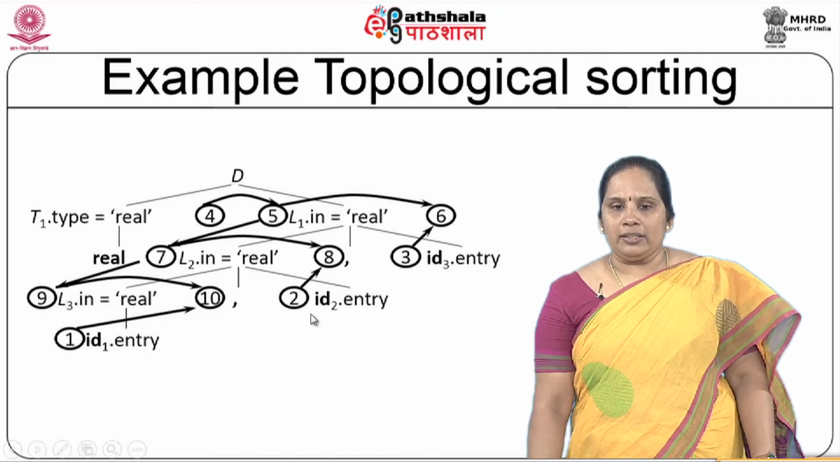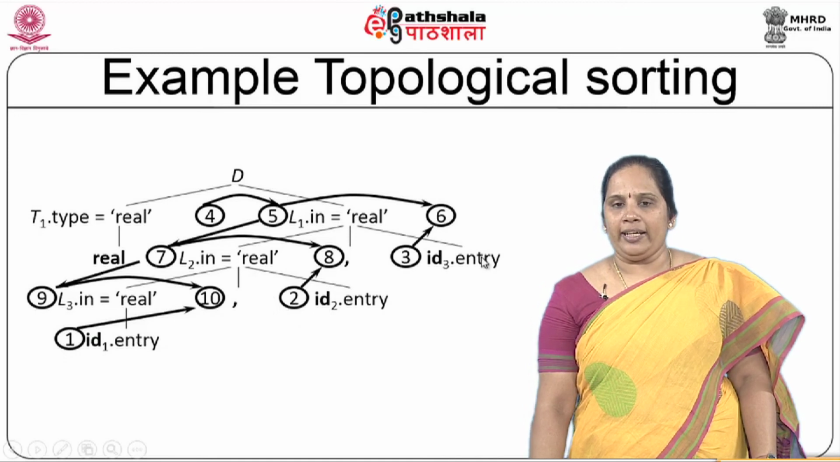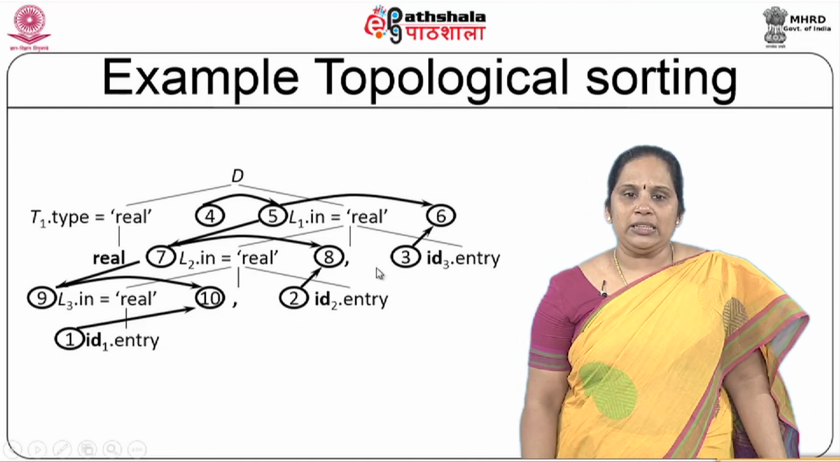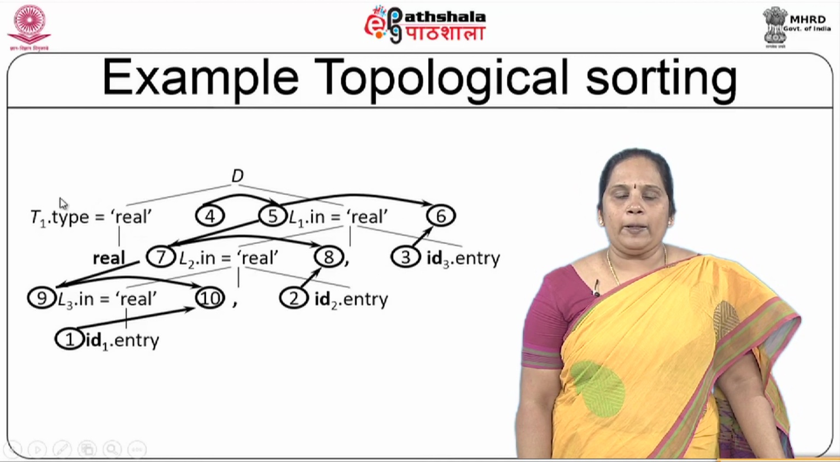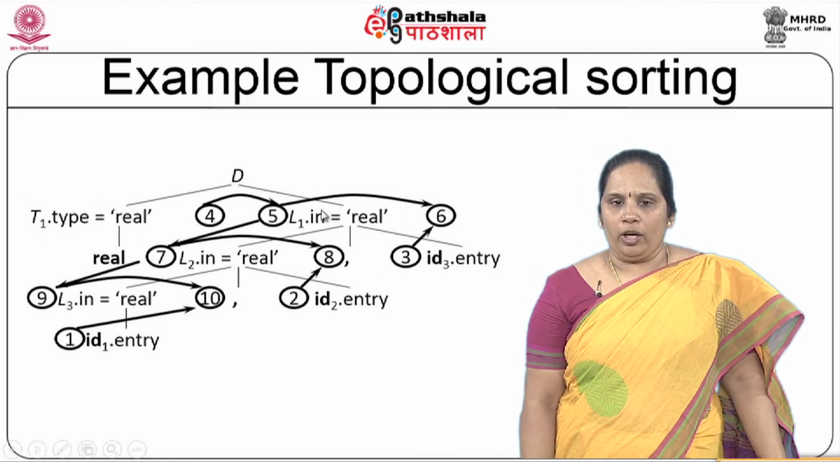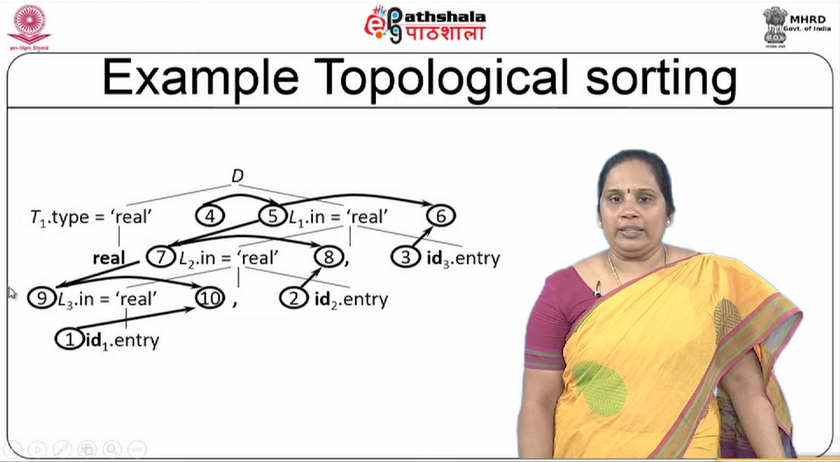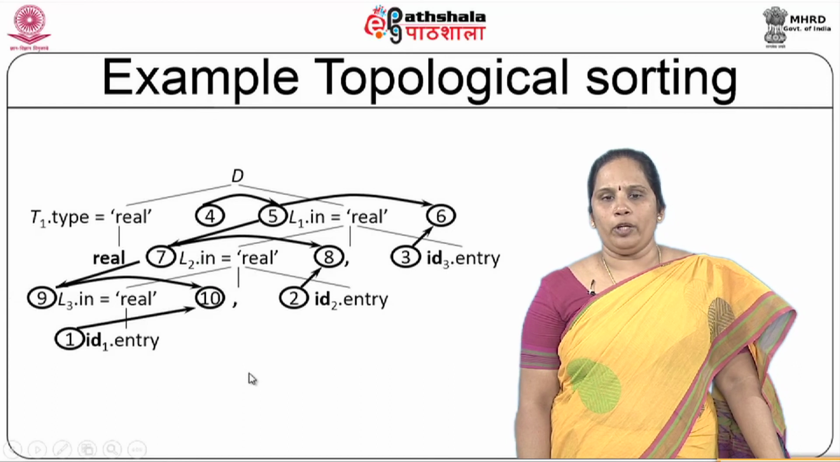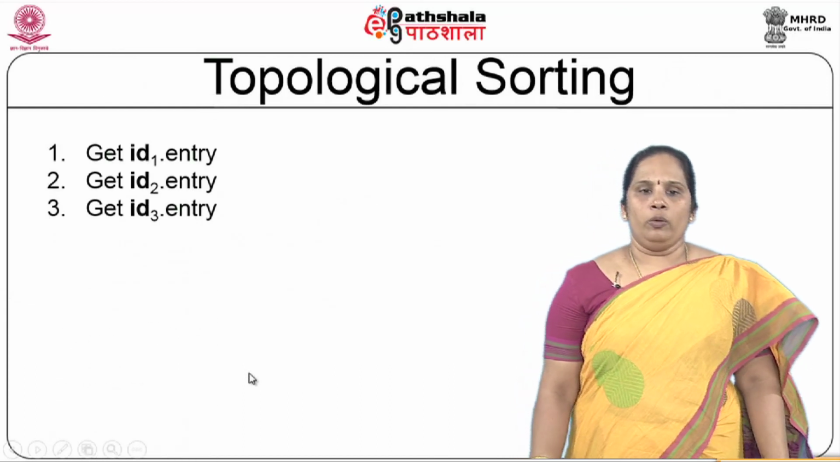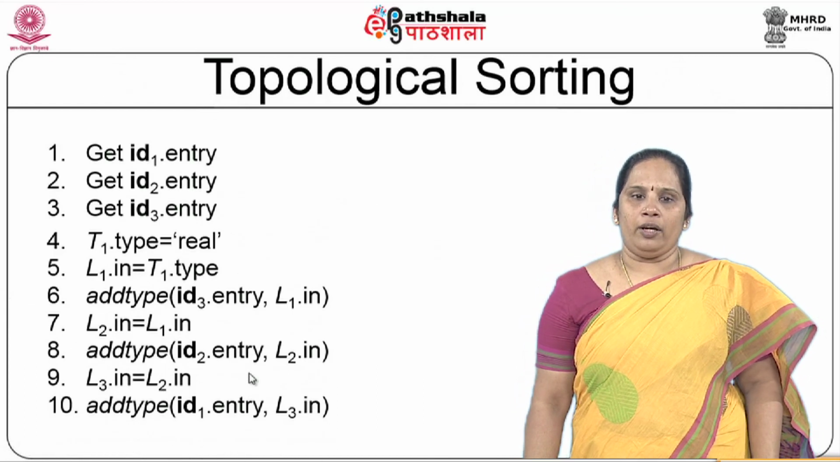So, and then the second ID and then the third identifier, the three variables, and then I will associate real to this L1.in, okay, and then I have a comma and then this L.in, and then subsequently this L.in. So, this is an example of topological sorting. This is a small routine.